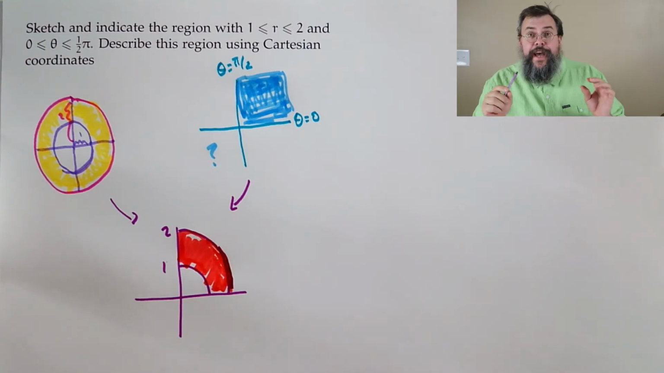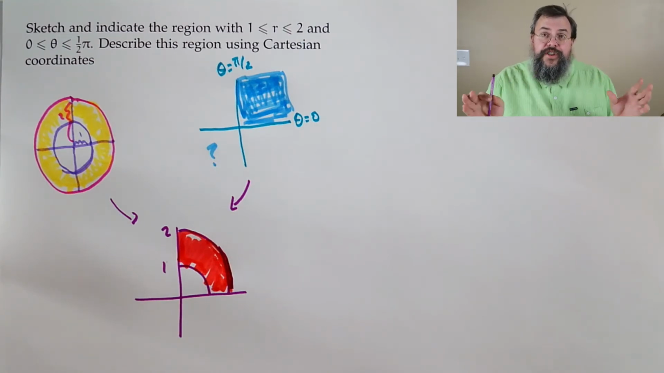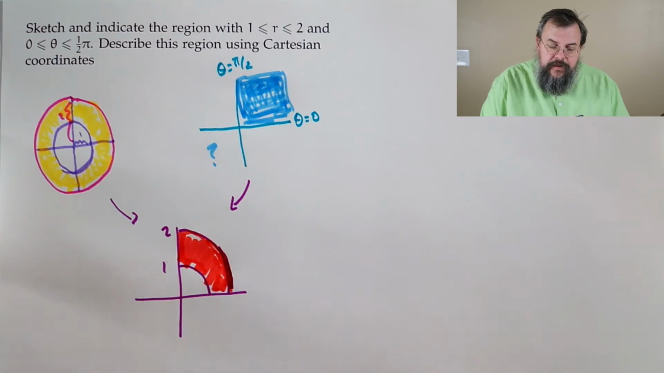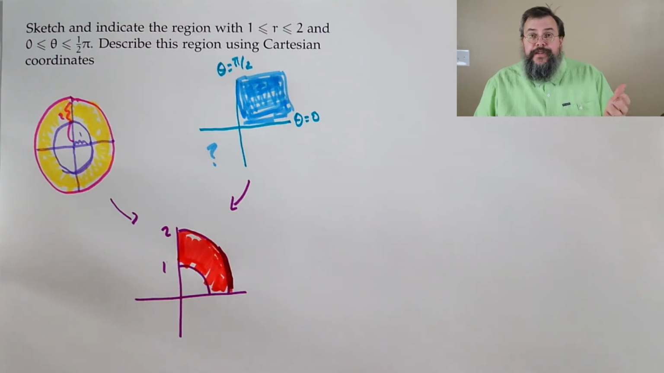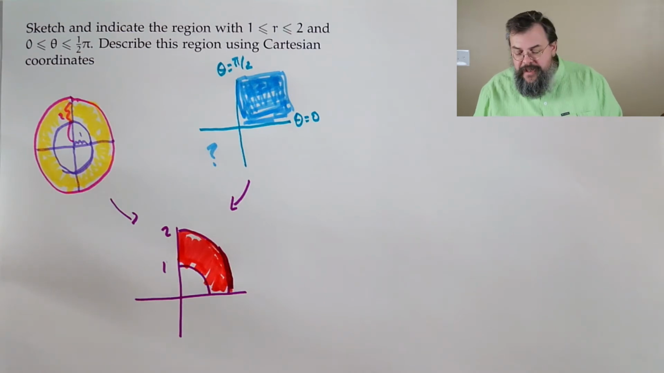Now, our problem is only halfway done. We've sketched it. And this is the first part. The second part says, well, hey, let's describe this in Cartesian coordinates just for comparison. Well, here's where things get messy.